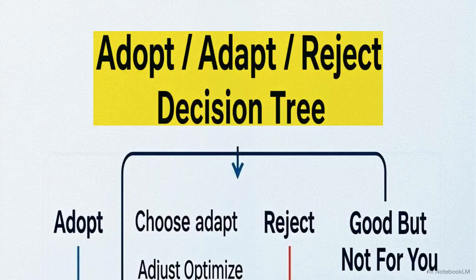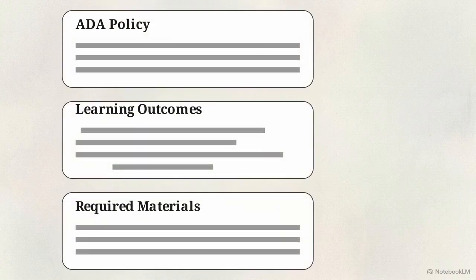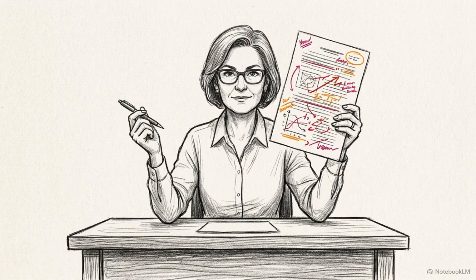This flowchart outlines the adopt, adapt, or reject decision tree. Once you know the trust level, push the suggestion through one of these action paths. If the AI points out you are missing a legally required ADA policy, you adopt it. If it suggests a learning outcome that needs tuning, you adapt it to fit your class. For irrelevant textbook suggestions, you reject them. Your professional judgment determines the final content. You act as the essential filter between raw AI suggestions and the actual document students read.